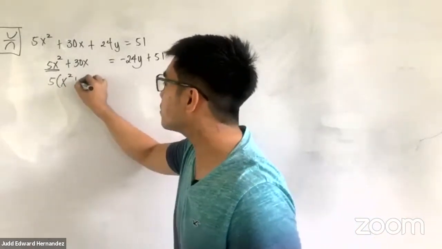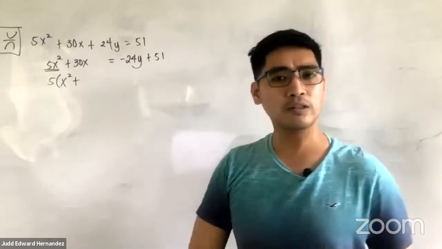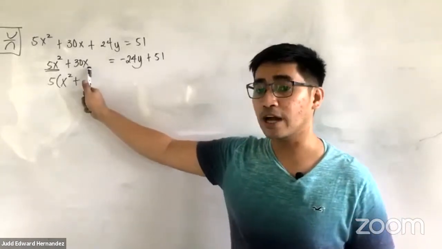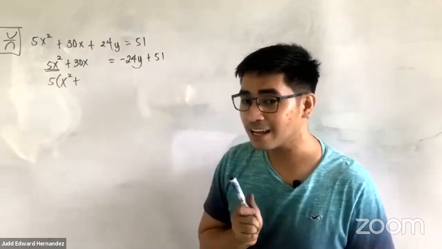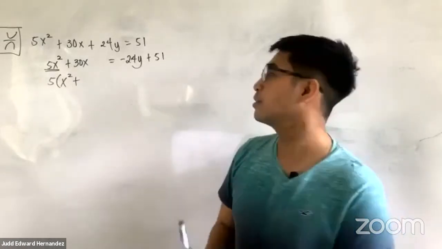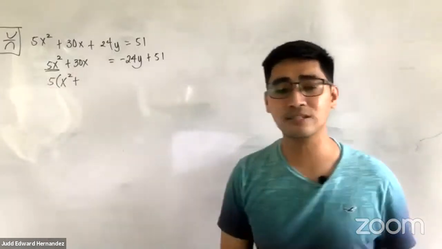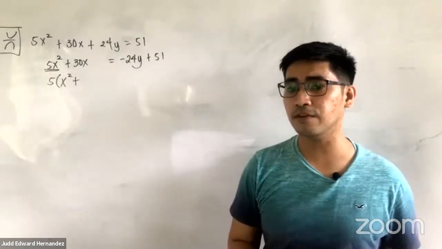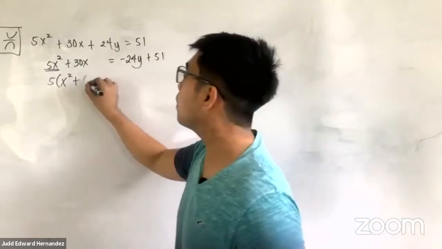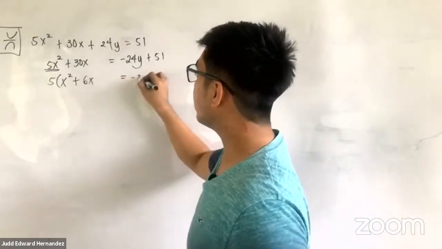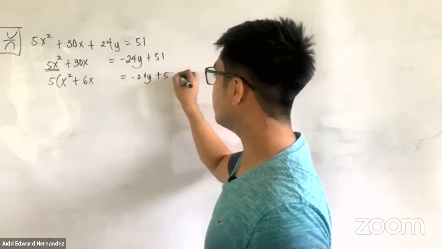Tama? Plus. What do we add? Anong mangyayari? 30x pa rin ba siya? Hindi po. So, therefore, we need to divide 30x by 5. And what is 30x divided by 5? 6x. Plus 6x is now equal to negative 24y plus 51.